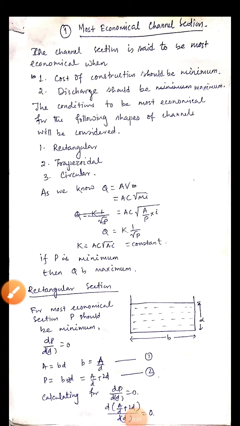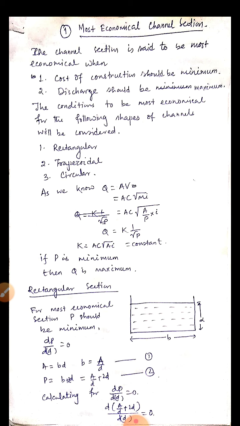Now we will see the most economical channel section. What are the conditions to be the most economical channel section? First condition is the construction cost should be minimum, and second condition, the discharge should be maximum. And according to these conditions, there are different shapes of channels which are considered. First is rectangular, second is trapezoidal, third is circular.